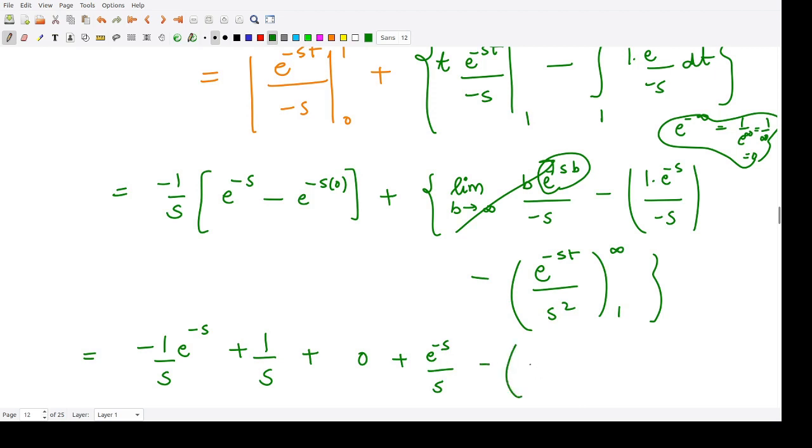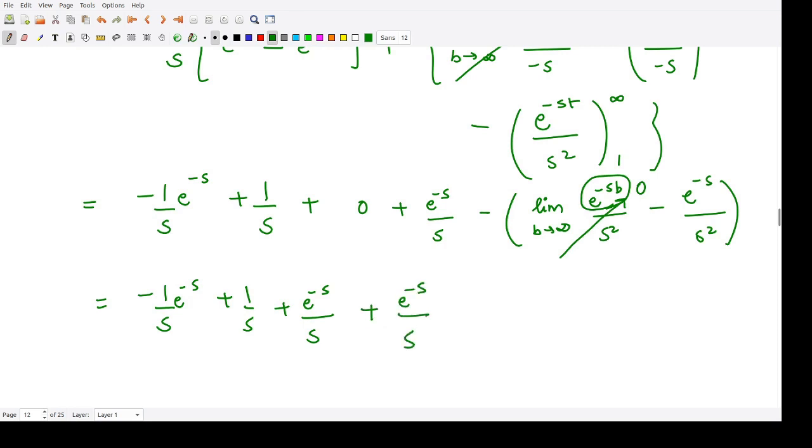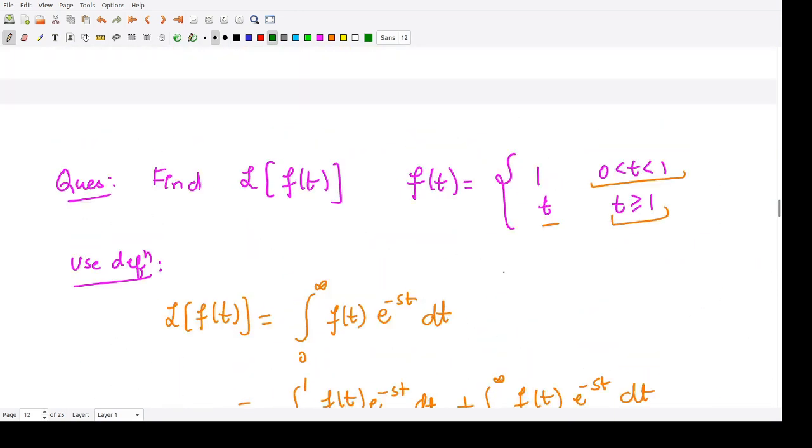And here again we have to substitute the limit infinity. So the limit b going to infinity of e to the power minus sb divided by s square, minus e to the power minus s divided by s square. So this is what we got. You can again simplify this: minus 1 by s e to the power minus s plus 1 by s, then plus e to the power minus s divided by s, and here also because b goes to infinity, this term would go to 0. So we will be left with plus e to the power minus s divided by s square. So this is the final answer, and this is the Laplace transform of this function f of t, defined to be like this.